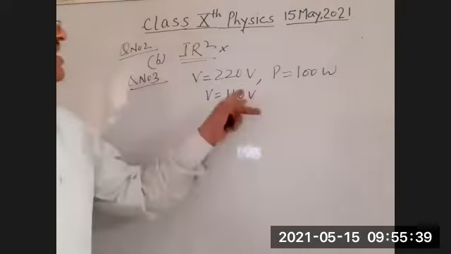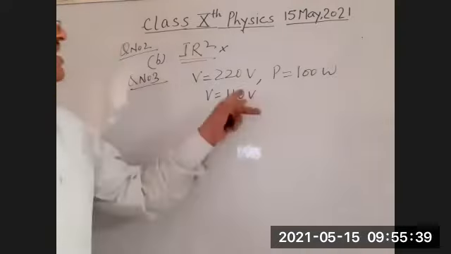So R will be 220 multiplied by 220 and divided by 100. One 0 cancels, the other 0 also cancels. Now the value of R will be 484 ohm. Is it clear, students? We have calculated the value of R, it is 484 ohm.